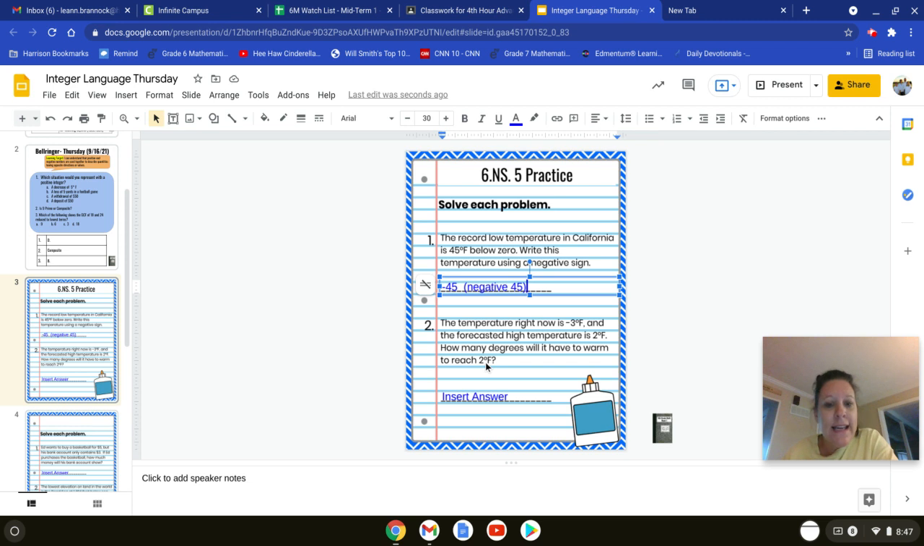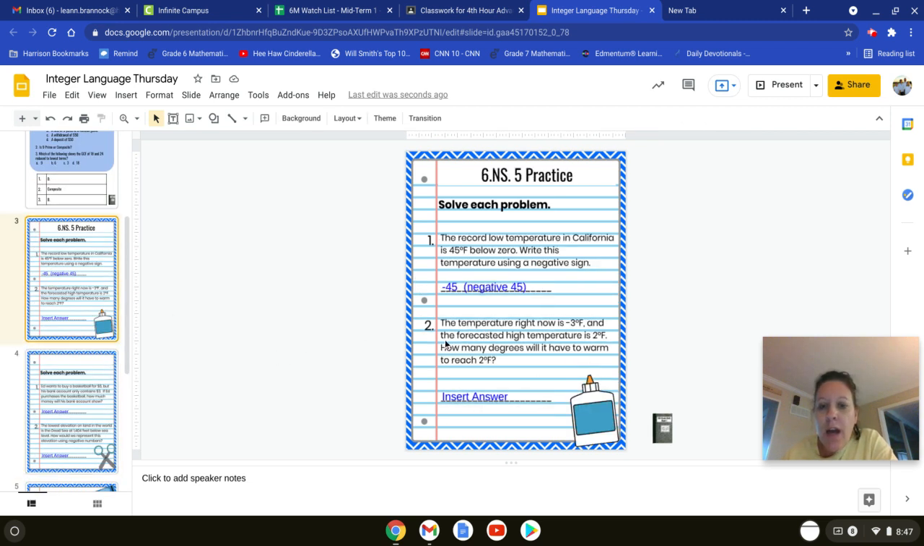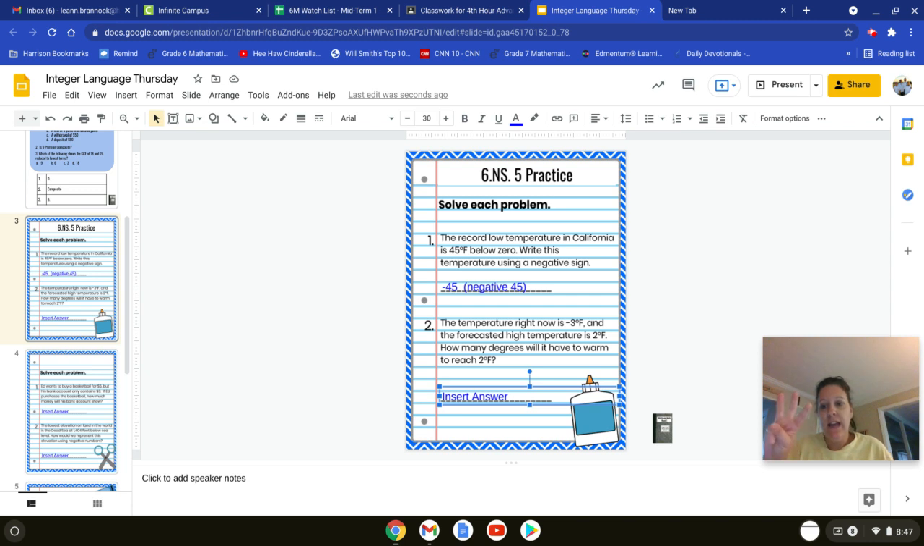The temperature right now is negative 3 degrees Fahrenheit, and it is forecast to be 2 degrees Fahrenheit. How many degrees would it have to warm to reach 2 degrees Fahrenheit? This is wanting you to take a look at a number line. If you were to go from negative 3 to positive 2, think of a Monopoly game where you're on negative 3. How many spaces would it take you to get to positive 2? From negative 3 to get to 0 would be 3 spaces. And then 1, 2. So it would be 5 spaces.